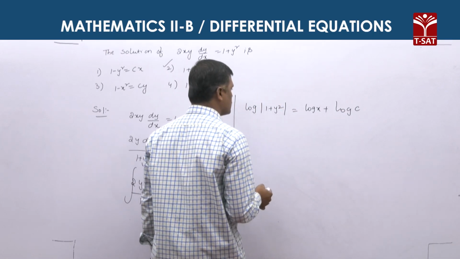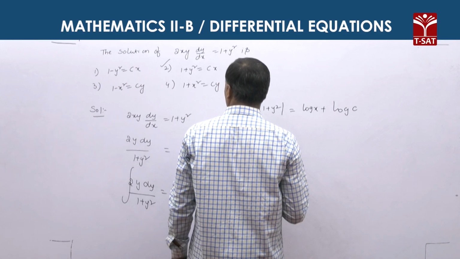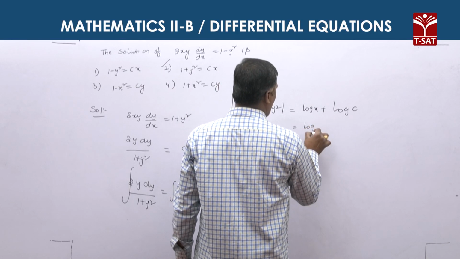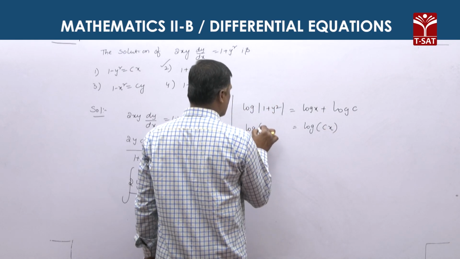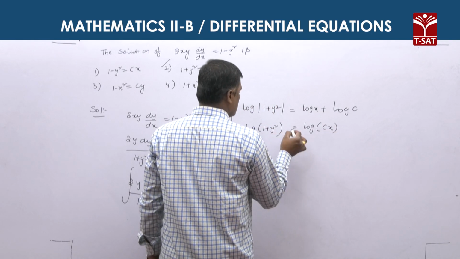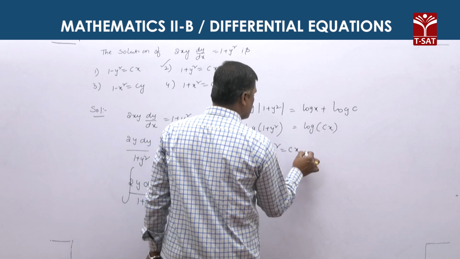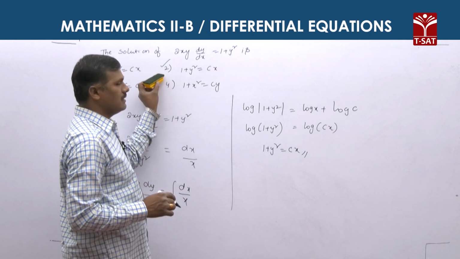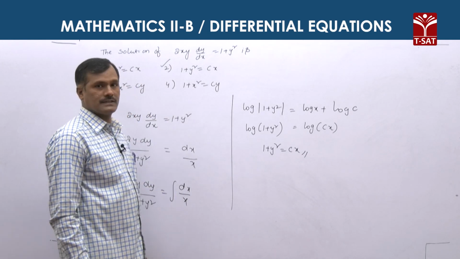The integral constant is log c. That equals 1 plus y square. Log a plus log b, you can write it as log cx. Log 1 plus y square. Therefore 1 plus y square is equal to cx, which is the required solution of the given problem. So the second option, 1 plus y square equal to cx, is the solution of the given problem.